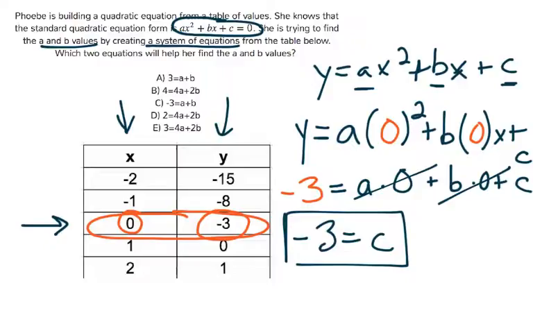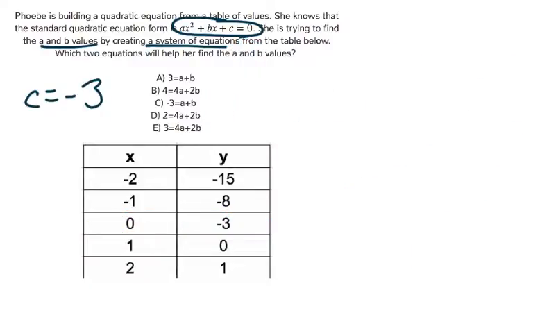And that is part of the function. So I know this term right here at the end of my function. I need to figure out what a and b are now. Okay, so I know c equals negative 3. I'm going to keep that in mind. Let's plug in another point.